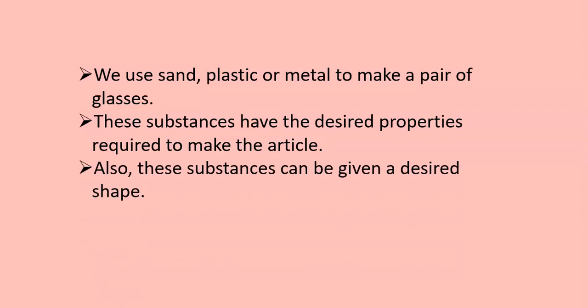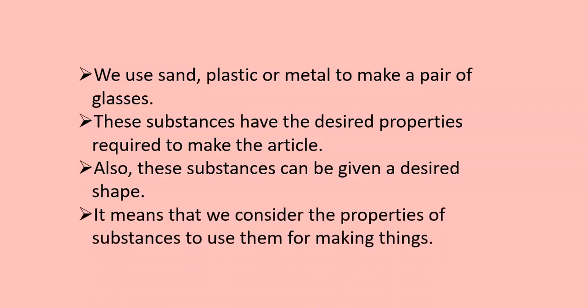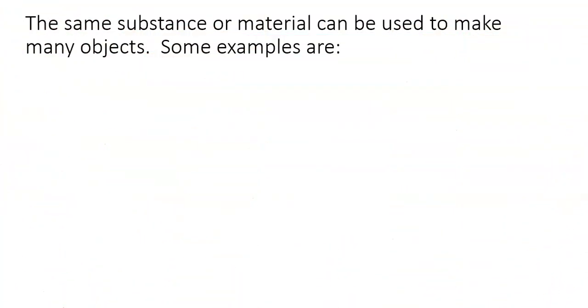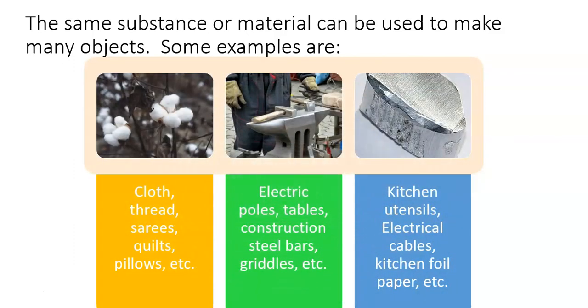Also, these substances can be given a desired shape. It means that we consider the properties of substances to use them for making things. The same substance or material can be used to make many objects. Some examples are, now the first substance is cotton. Over here the substance is cotton, and this same cotton can be used to make many things.